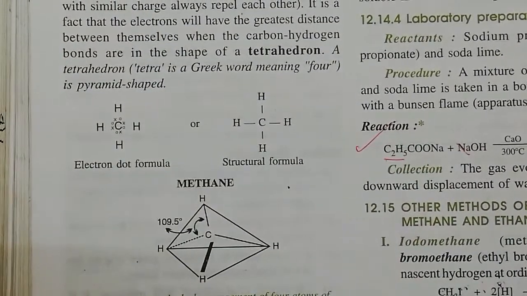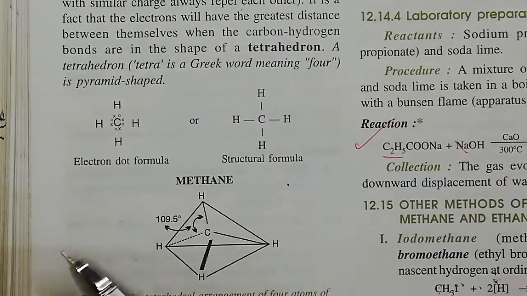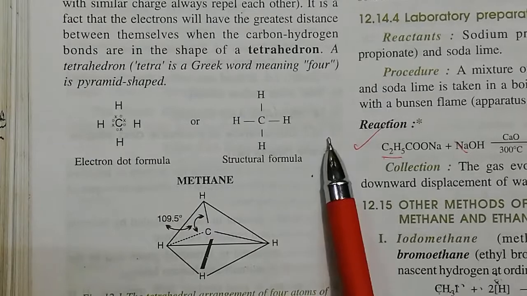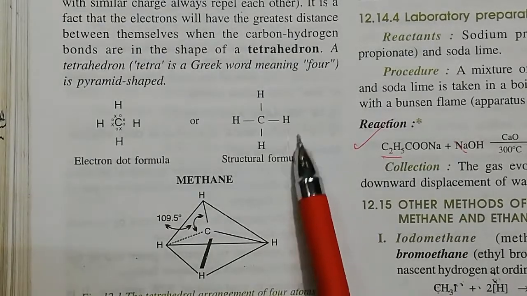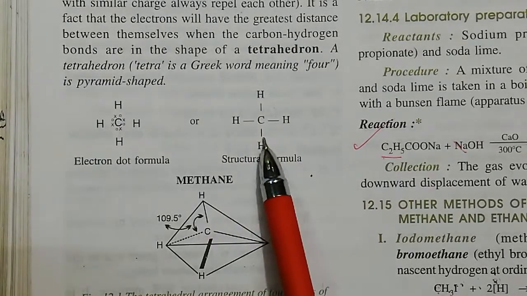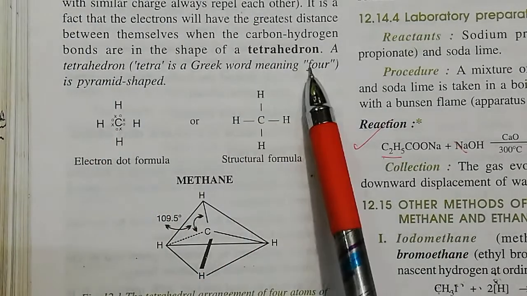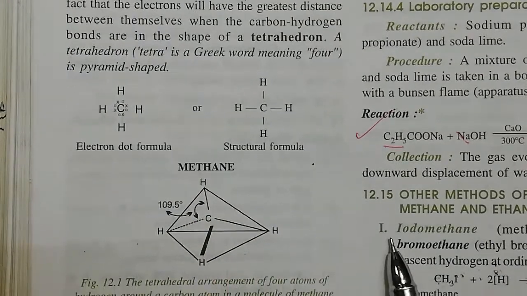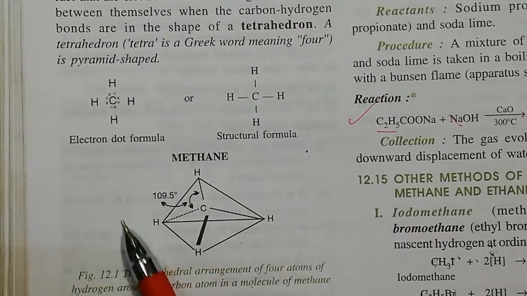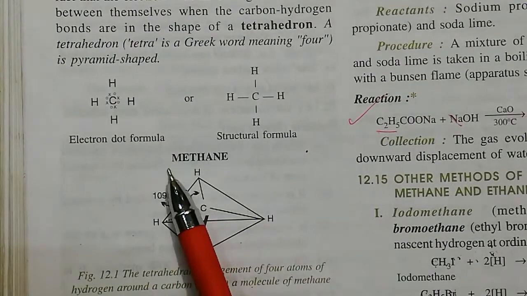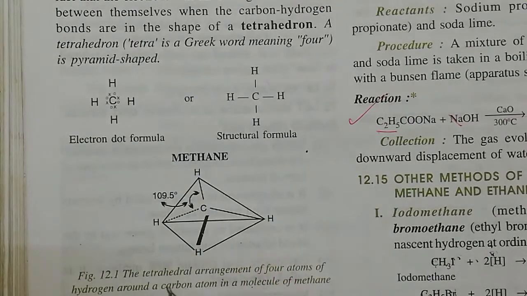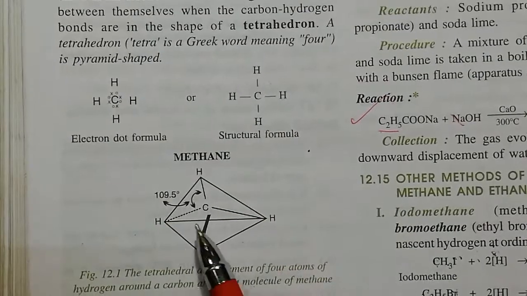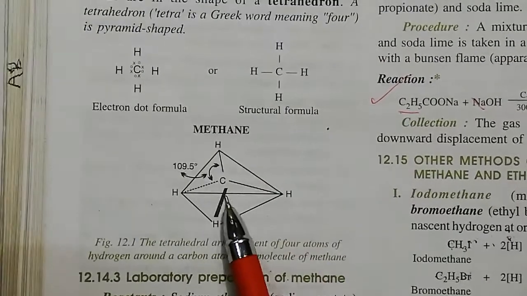So initially it was thought that methane had a simple two-dimensional structure like this. But the scientists Van 't Hoff and Le Bel predicted that the structure of methane and all organic compounds is a three-dimensional arrangement, and the specific name for this arrangement is tetrahedral; that geometry is called a tetrahedron.